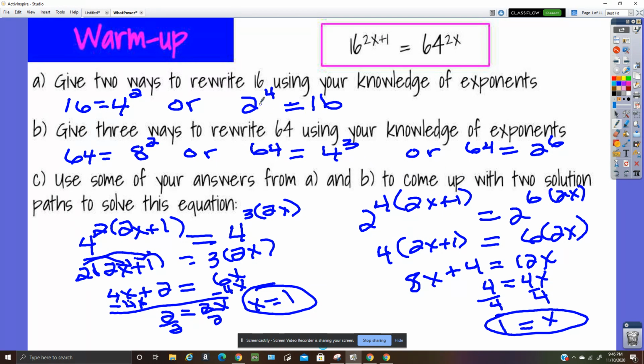And then if I use the powers of 2, 16 is 2 to the 4th and 64 is 2 to the 6th. So in the exponent here, 4 times 2x plus 1 and then 6 times 2x. So 8x plus 4 is equal to 12x, and then subtract 8x. 4 is equal to 4x, divided by 4, x is equal to 1. So either way, I get the same solution. x is 1.